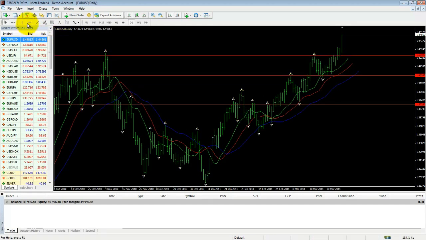So where will I place my stop loss? My initial stop loss will be below the nearest fractal at least. So this is the stop loss. There's the stop loss, there's the first entry, second entry, third entry, and this trade will still be going.